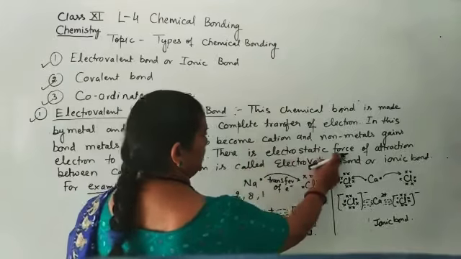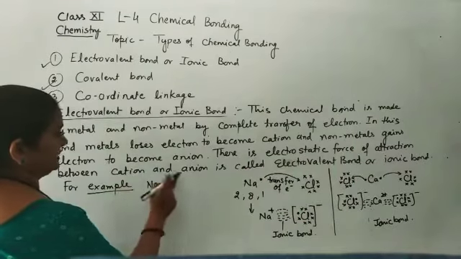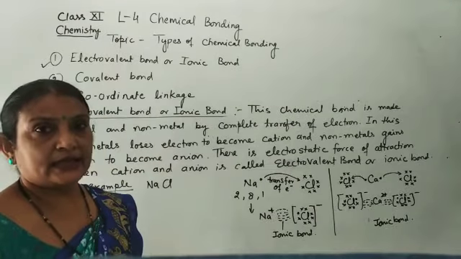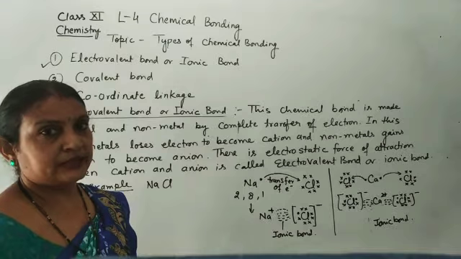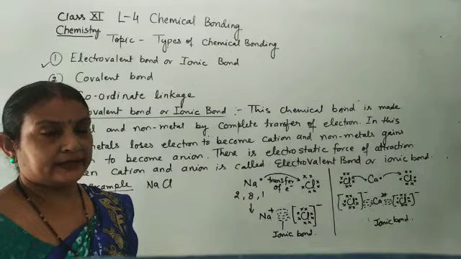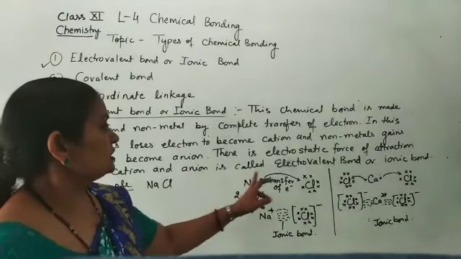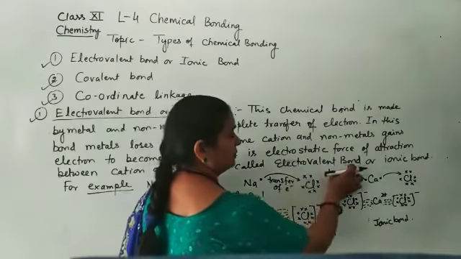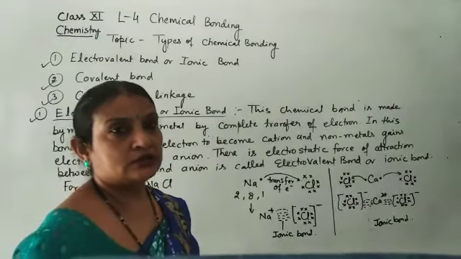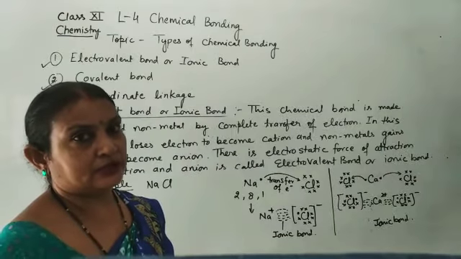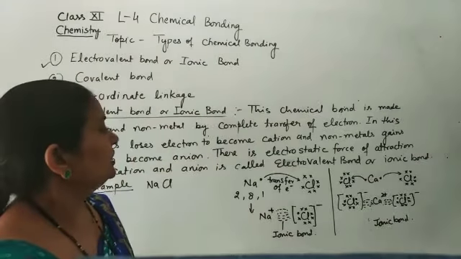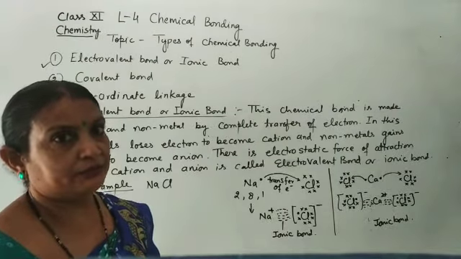There is an electrostatic force of attraction between cations and anions. You know, cations are positively charged and anions are negatively charged. There is an electrostatic force of attraction between the cation and anion. This is called electrovalent bond or ionic bond. It is called ionic bond because ions are present. It is called electrovalent bond because there is an electrostatic force of attraction between them.